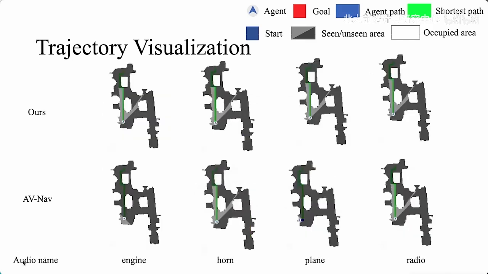What's more, the trajectories generated by our method under different sound categories show high consistency. These consistent trajectories suggest that the representations used for decision-making are similar and experimentally demonstrate that the learned representations are semantic agnostic.